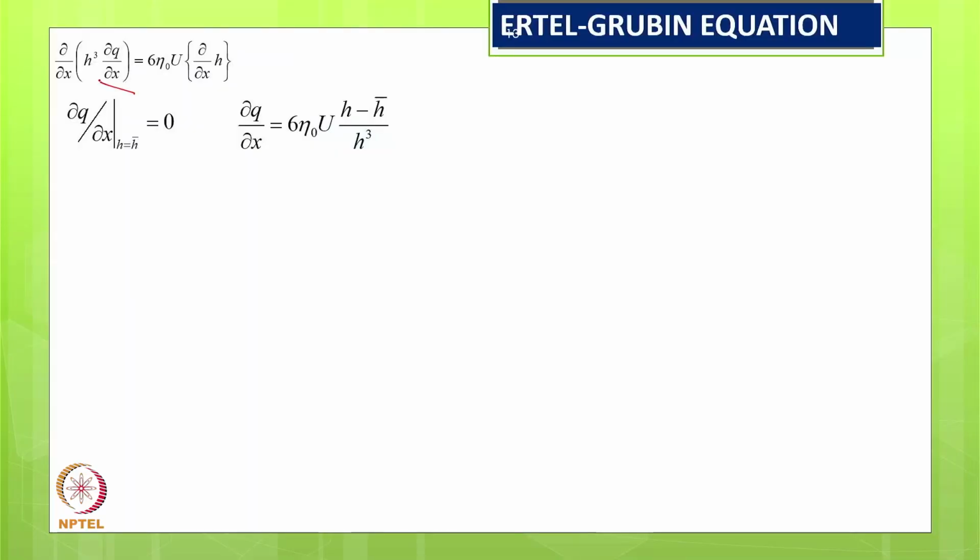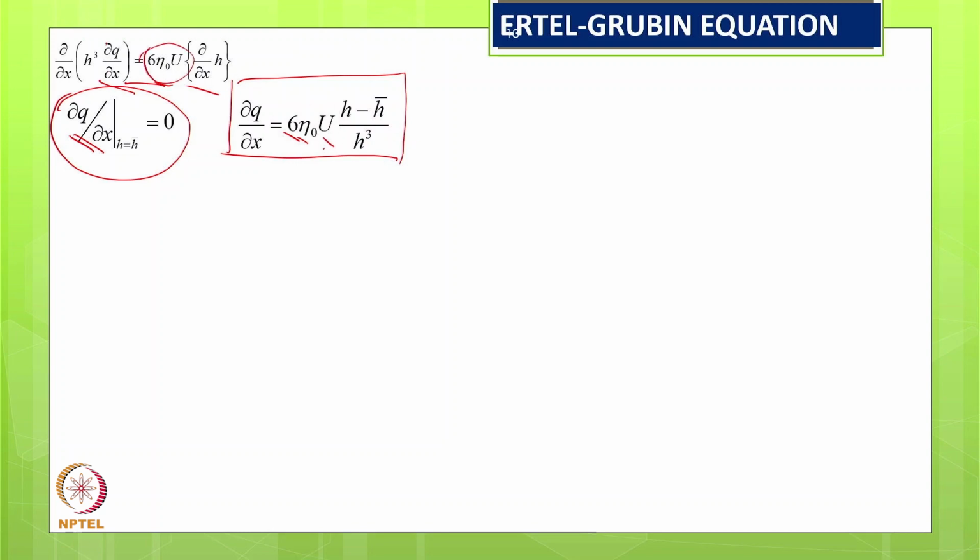Now this is what we call a long bearing solution, and for the long bearing solution we assume that pressure will be maximum at some film thickness. When pressure, or in this case reduced pressure, will be maximum at some film thickness, this gradient will be equal to 0. That's a simple optimization problem, and when you substitute, we get an expression something like that: del q by del x is 6 eta 0 u, this is the same thing, and then at h bar this will be equal to 0, and that can be given as h minus h bar divided by h cube.